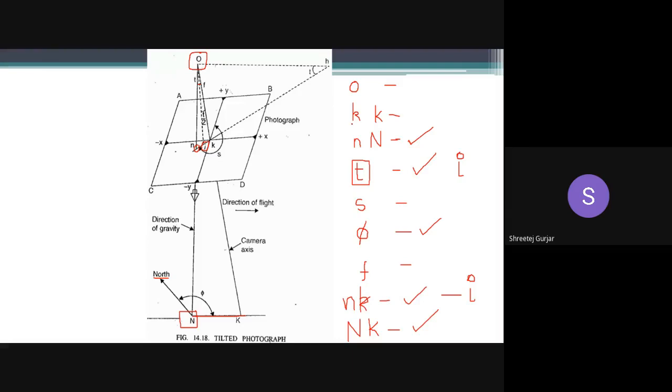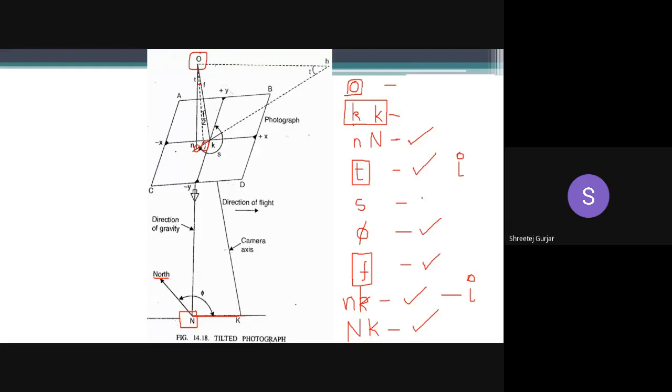What is this K? Small k and capital K are called as? What about this F and this O? We are left with a few terms. Very important: F is the focal length, that is from O to I, or O to K. That is the focal length.